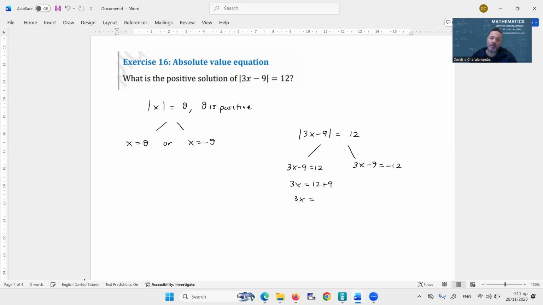3x is 21, which means that x is 7, or 3x minus 9 is minus 12, so 3x is negative 3, which means that x is negative 1. We were looking for the positive solution, so x is 7 would be my answer to that.